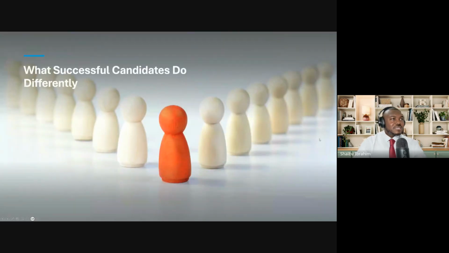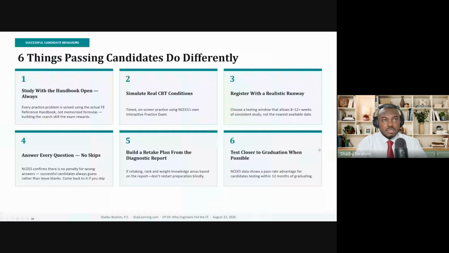Let's look at what successful candidates do differently to pass the exam. Okay. We'll look at 6 main things to do in order to pass the exam. And even though we are talking about the FE exam, this is also applicable to the PE exam in many ways. The first of them is to study with the handbook open.